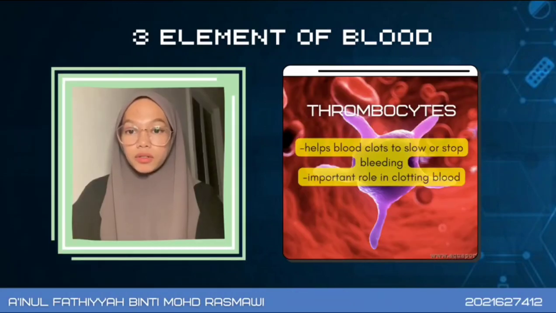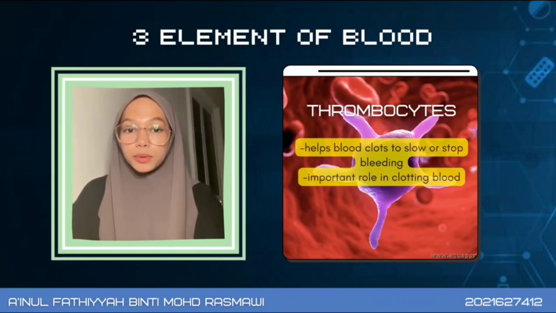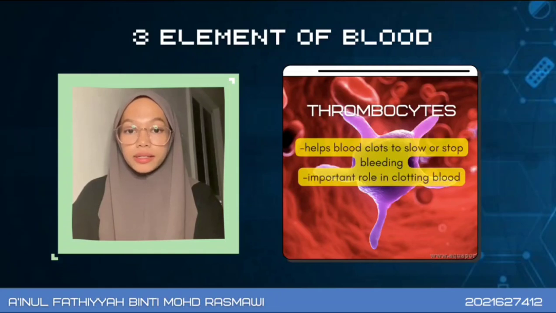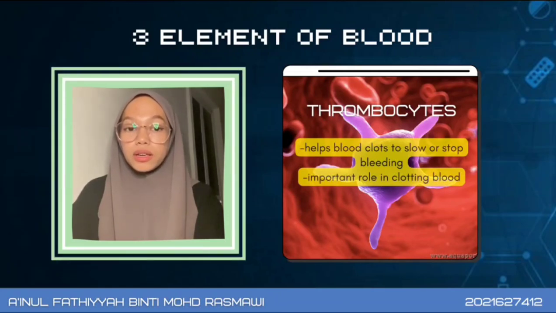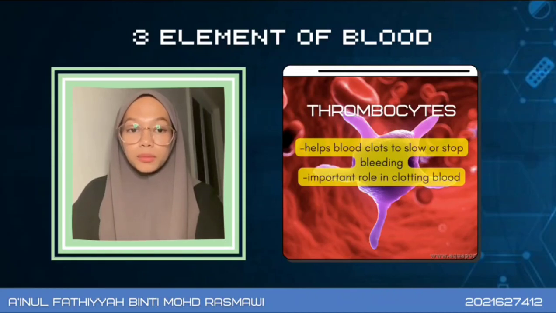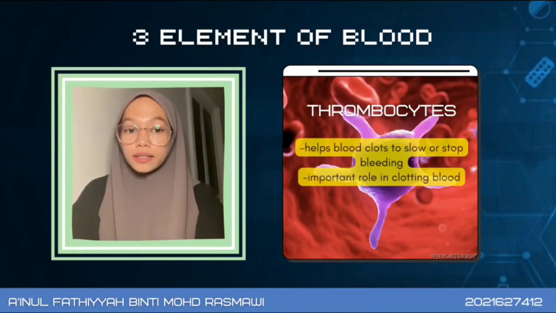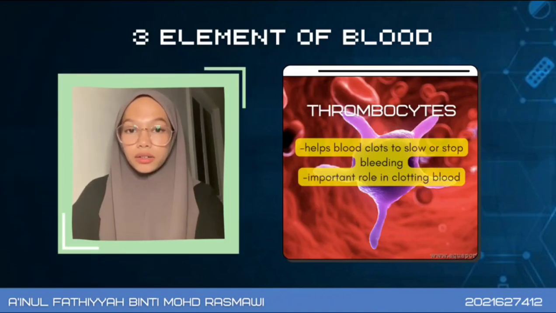The last one is thrombocytes. Thrombocytes are pieces of very large cells in the bone marrow called megakaryocytes. They help form blood clots to slow or stop bleeding and to help wounds heal. Having too many or too few thrombocytes, or having platelets that don't work as they should, can cause problems.